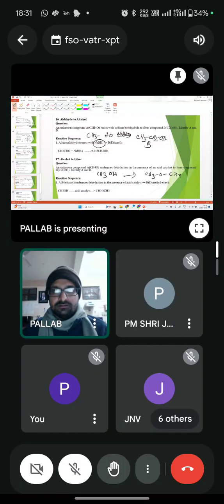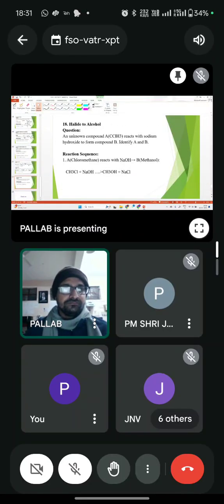Okay. And the formula also matches. So compound A is methanol and B is dimethyl ether. Okay. Let's go to the next slide.